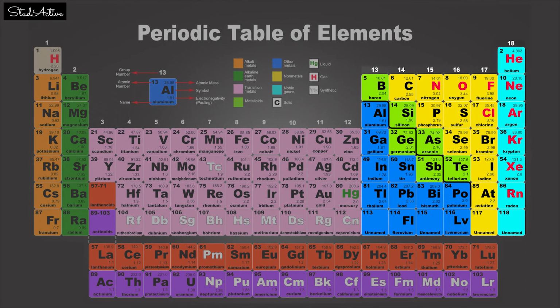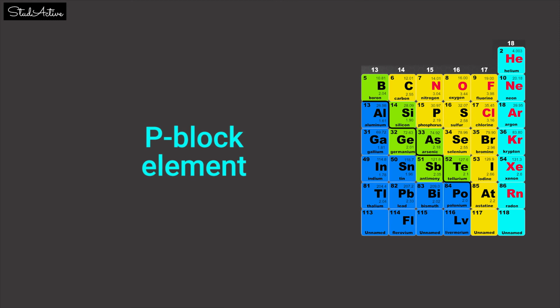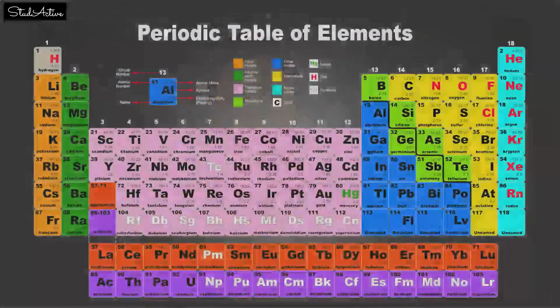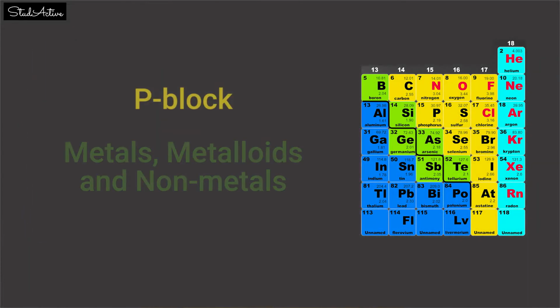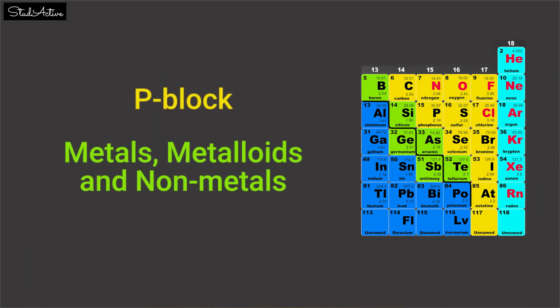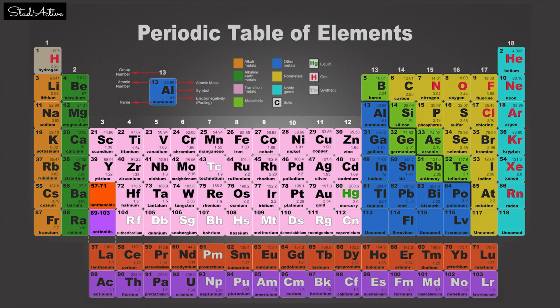Let us go to P block, which is on the right side of the periodic table. Group 13 to group 18 are collectively called P block elements, and hence the number of valence electrons in P block elements would be 3, 4 and so on up to 8. P block elements consist of metals, metalloids and non-metals. In fact, this is the only block which contains all three kinds of elements, while S block contains only metals.